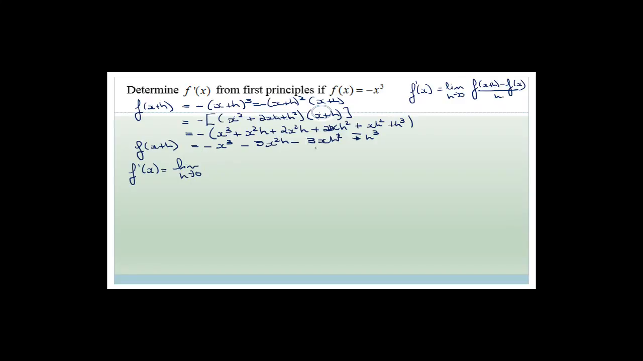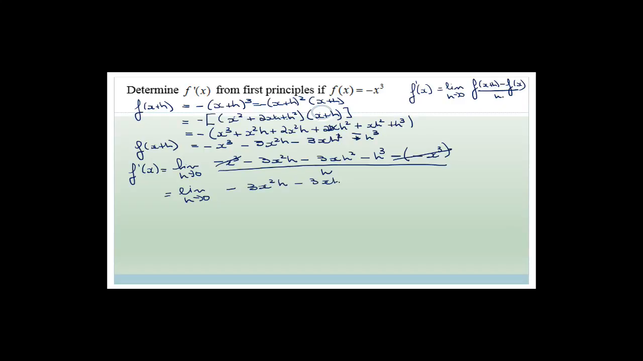Now, f of x plus h is all of this. So it's minus x cubed minus 3x squared h minus 3xh squared minus h cubed, okay, minus bracket minus x cubed. Please remember your brackets, otherwise you're going to get this wrong. All of h. Okay, so that becomes the limit as h tends to 0. So do you agree that this minus x cubed cancels with this because a minus times a minus is a plus? So this cancels with this. And we're left with minus 3x squared h minus 3xh squared minus h cubed all of h.